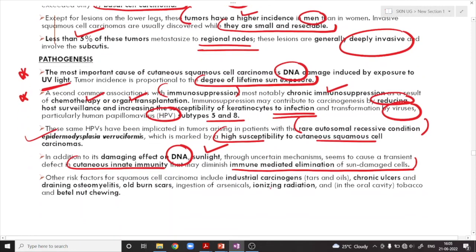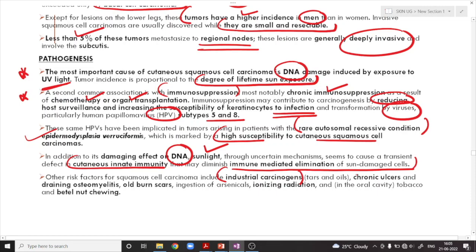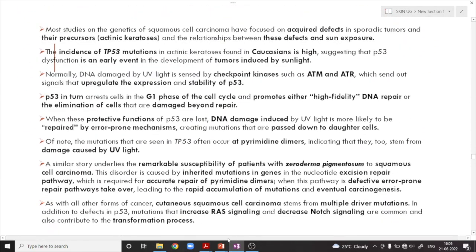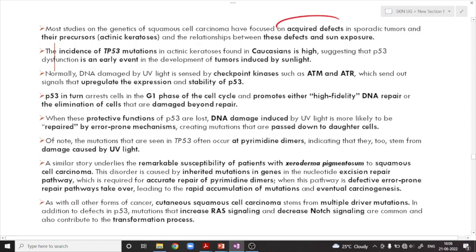Now, other risk factors for squamous cell carcinoma include industrial carcinogens like tar and oil, chronic ulcers and draining osteomyelitis, old burn scars, ingestion of arsenicals, ionizing radiation, and in the oral cavity, tobacco and betel nut chewing. So these are all the important risk factors, starting from sunlight, immunosuppression, HPV 5 and 8, along with the sunlight altering the immunity. Other risk factors include the industrial carcinogens, chronic ulcers, draining osteomyelitis, old burn scars, ionizing radiation, tobacco, and betel nut chewing.